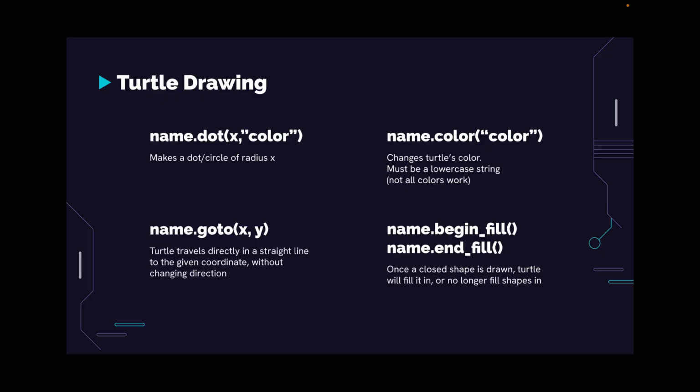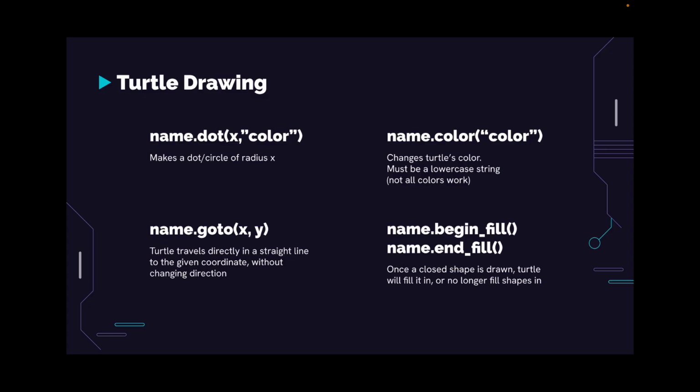So some additional methods, once again, include name.dot(x, color), which makes a dot slash circle of radius x. Name.color, and then you have your color string, right? This changes your turtle's color, and it must be all lowercase, but not all colors work because whoever coded the turtle library only used a specific amount of colors. They didn't obviously go through every color in the world and put it in string name.